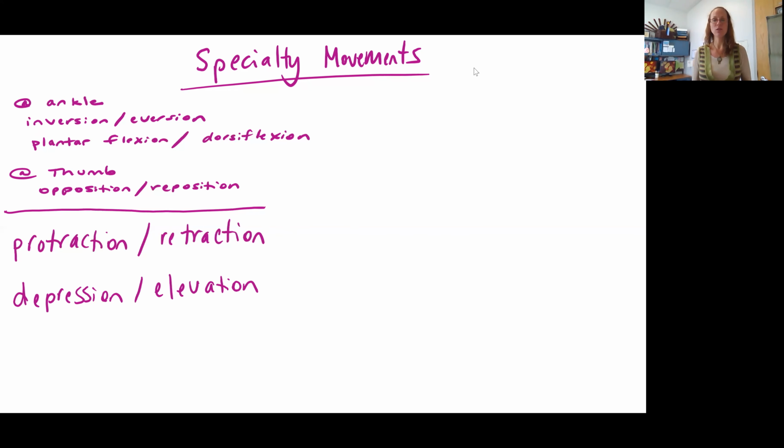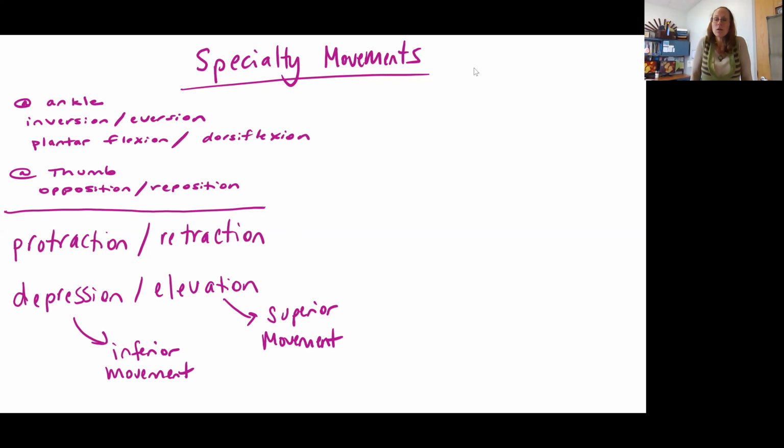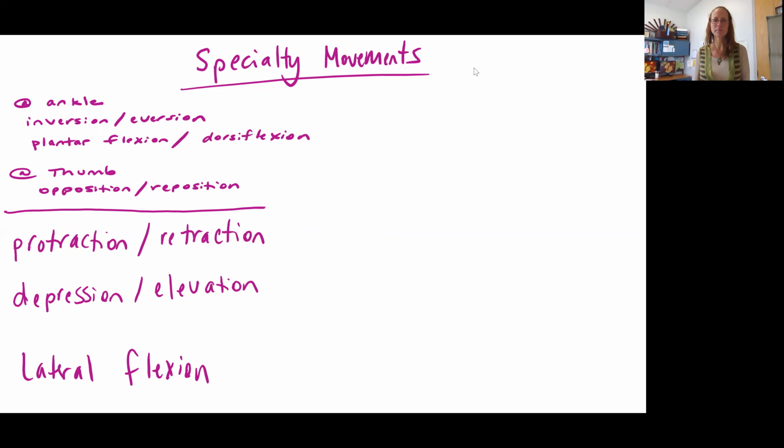Depression and elevation. So you can do this with the rib cage, you can do this with the shoulder. So there are a few places. Let's do actually elevation first. So elevate, or bring your shoulders up to your ears. Depression would then be to pull them down away. When you take an inhale, you're elevating your rib cage. When you do an exhale, you're depressing your rib cage. So we'll talk about that again in part 2 when we're looking at the respiratory system.